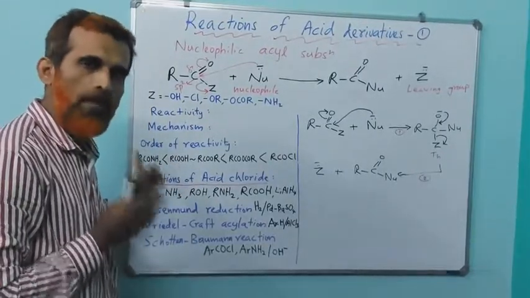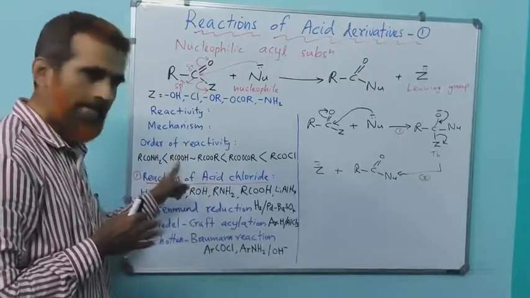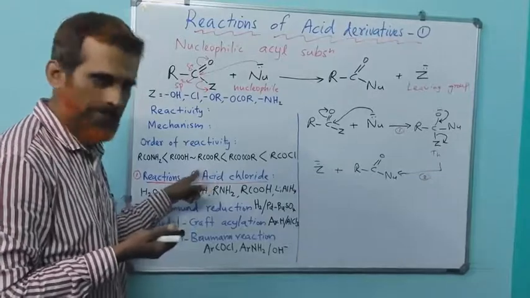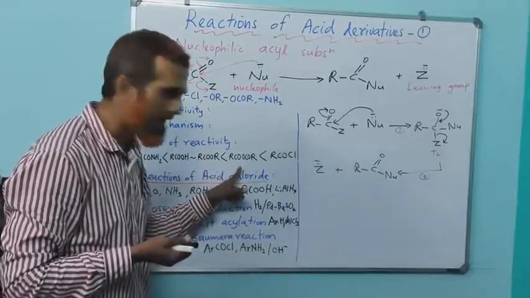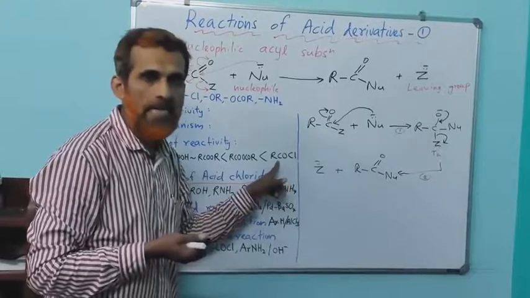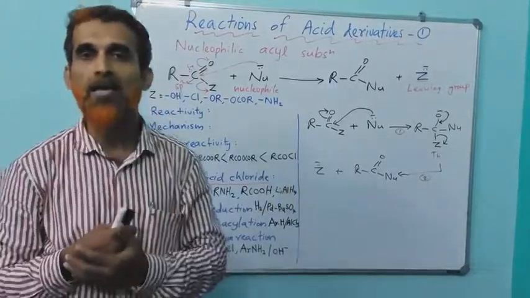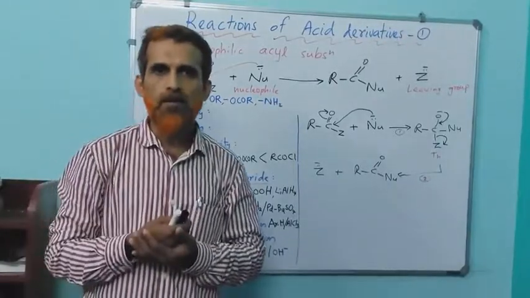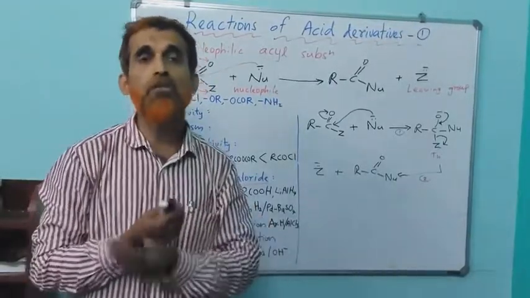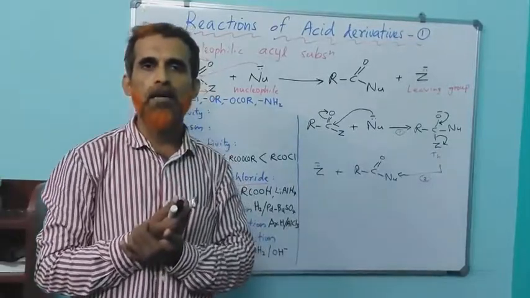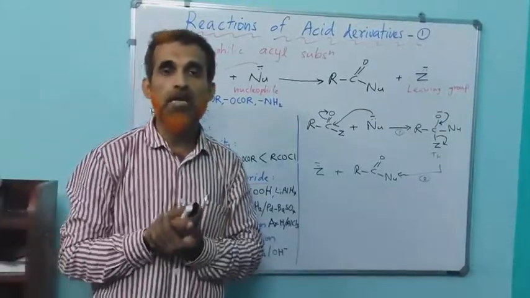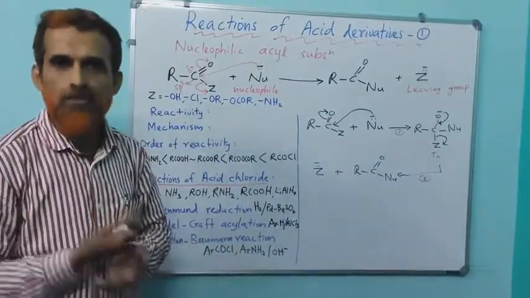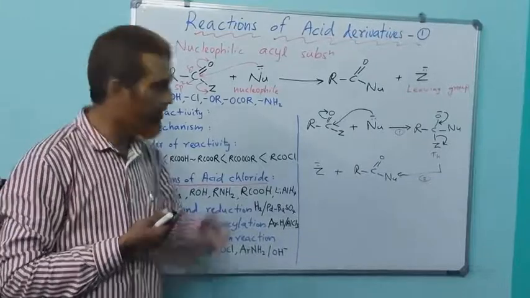Least reactivity is found to be amide for this reaction. It increases to the parent acid and ester, which have comparable reactivity, increases to anhydride, and the most reactive is acid chloride. That is why in the previous class we discussed that in many reactions of carboxylic acids, it is not the acid which we start with. We convert the acid into acid chloride and then go for the reaction to get better products, because this is very reactive.